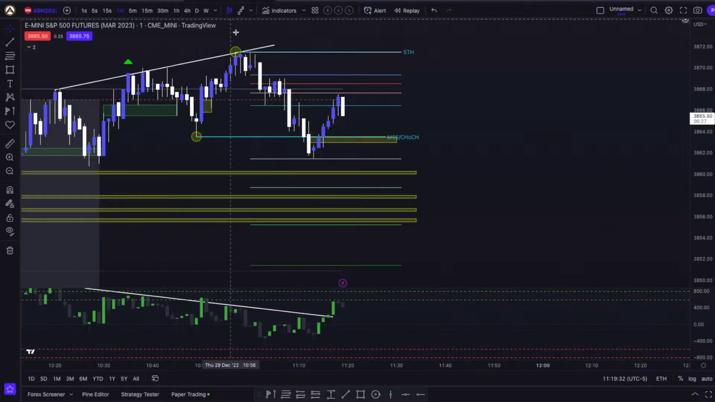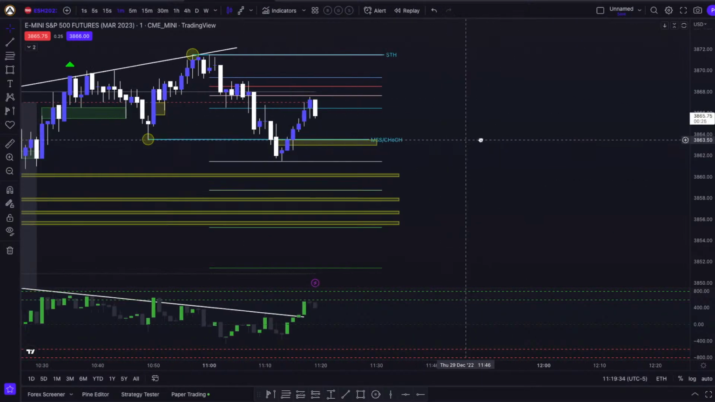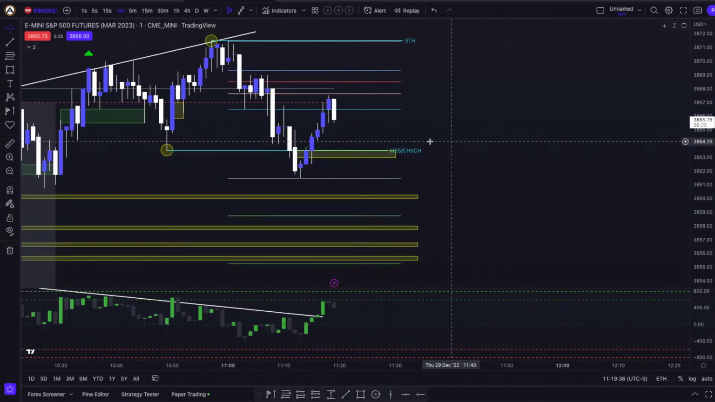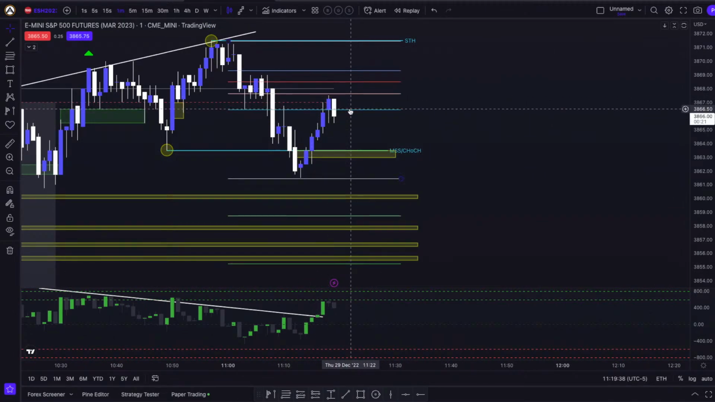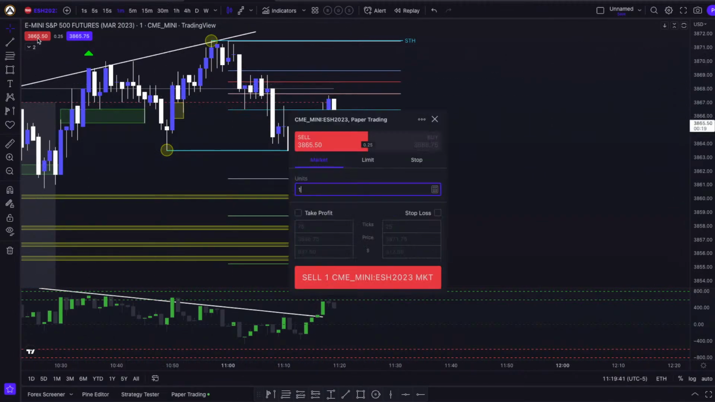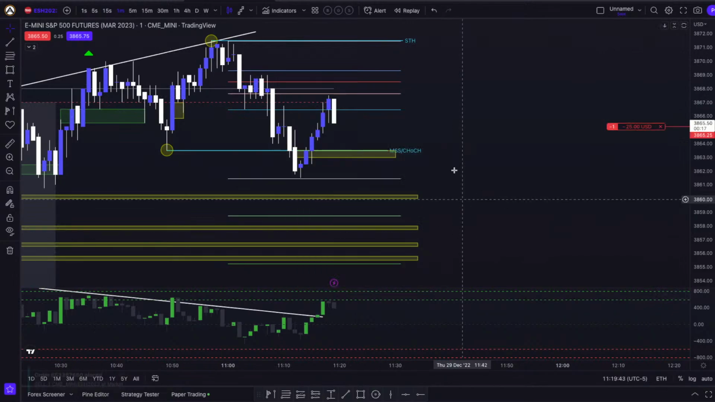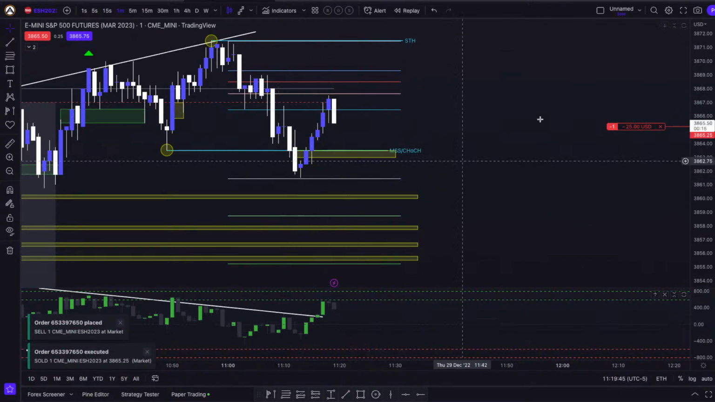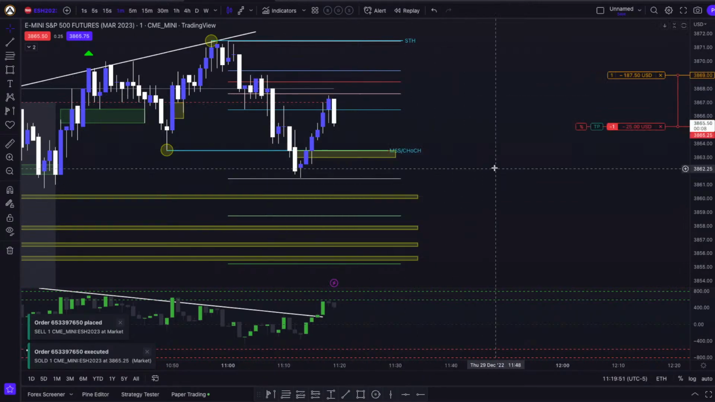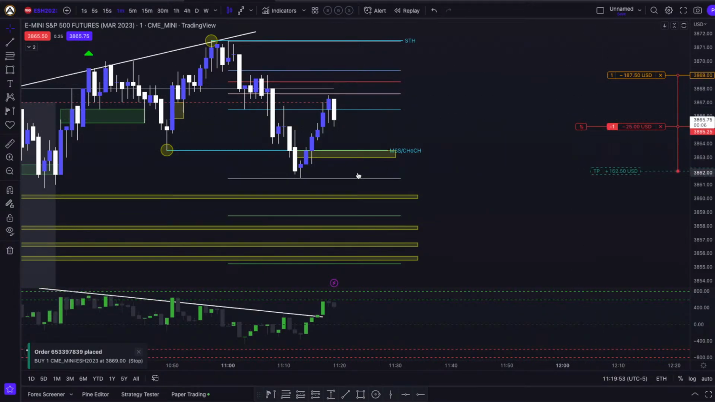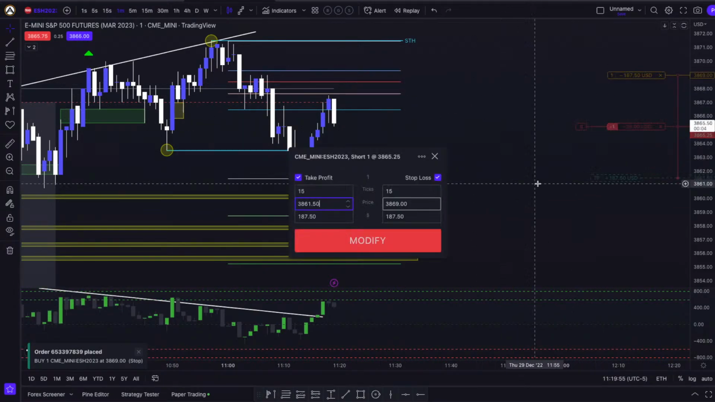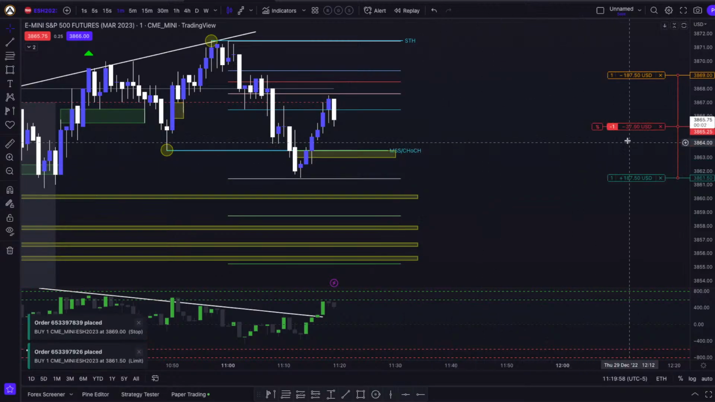All right, so let's head over to our March contract. We're now above our 50% move. Let's hop in a quick short right here with our stop loss above our swing high here and our take profit at our most recent swing low that we're going to trail down further.